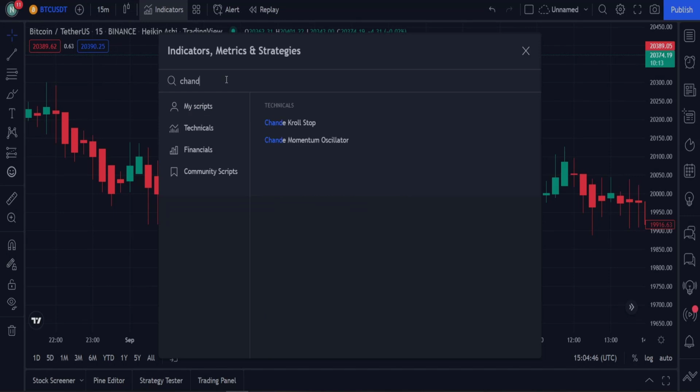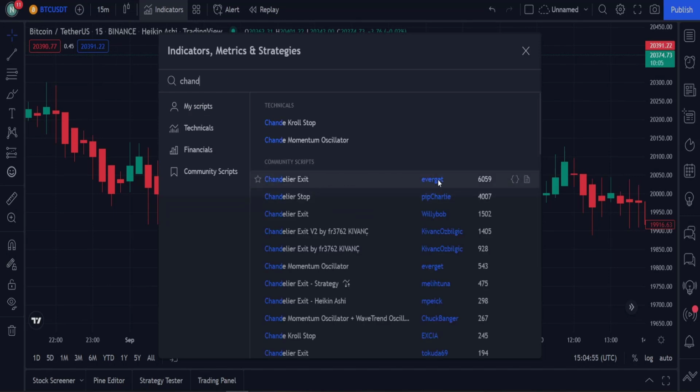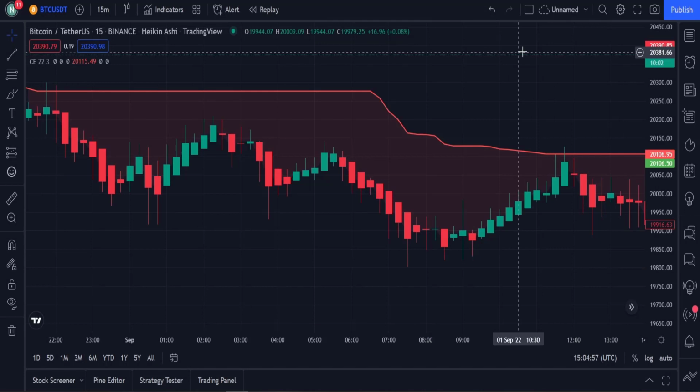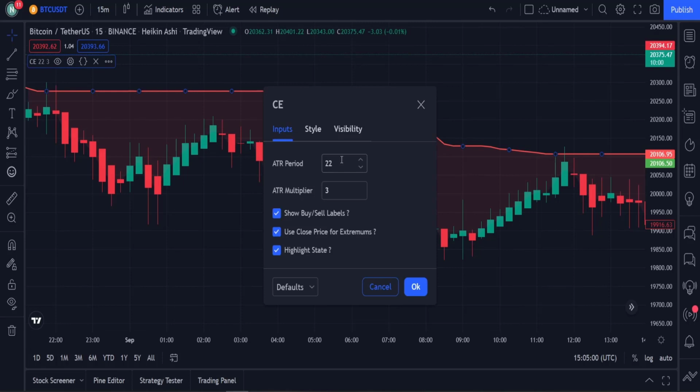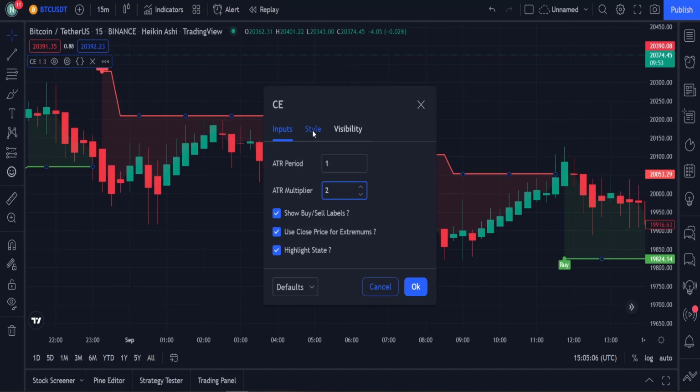So the first indicator that you're going to use is the Chandelier Exit by Everget, this one right here. Click on that and we're going to change some settings for this indicator. Let's go into settings right here. In the input tab, we're going to change the ATR period to 1 and the ATR multiplier to 2. And then we're going to uncheck this.